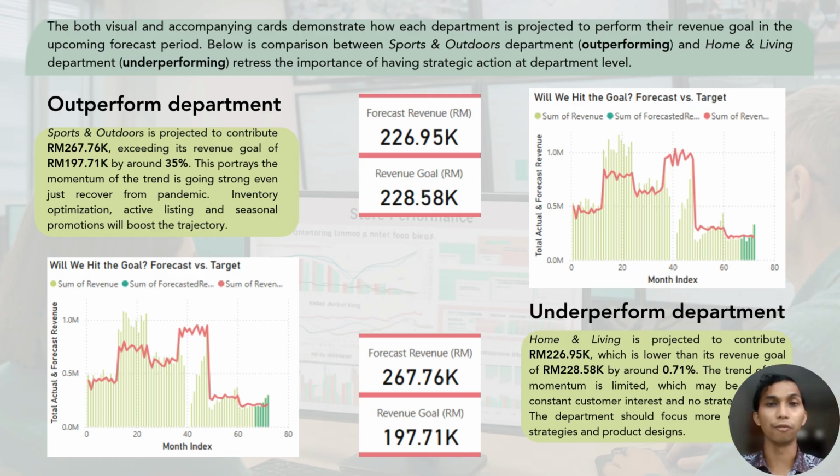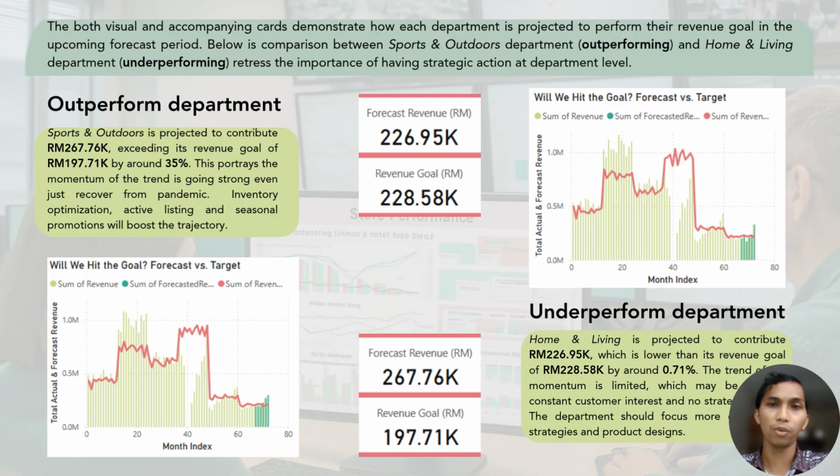This slide presents the forecast versus goal analysis by department, helping us evaluate how well each department is expected to perform in the coming months. On the left, we see sports and outdoors, which is forecasted to generate 267.77 thousand ringgit, exceeding its target of 197.71 thousand ringgit. That is an overachievement of nearly 35%. This suggests a strong post-pandemic recovery, possibly driven by rising consumer interest in health, fitness, and outdoor activities.